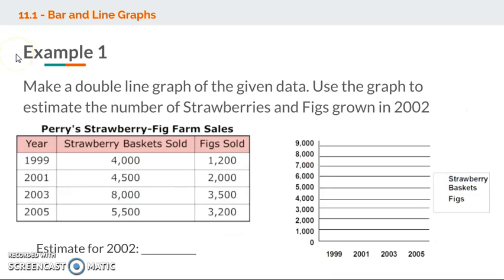All right, our next example, you're going to go ahead and write this one down. We're going to make a double line graph of the given data, and we're going to use this graph to estimate the number of strawberries and figs that were grown in the year 2002. All right, so here we have Perry's Strawberry Fig Farm sales. We have the years 1999, 2001, 2003, 2005. We have the number of strawberry baskets that were sold and the number of figs that were sold. All right, and we are going to create a double line graph.